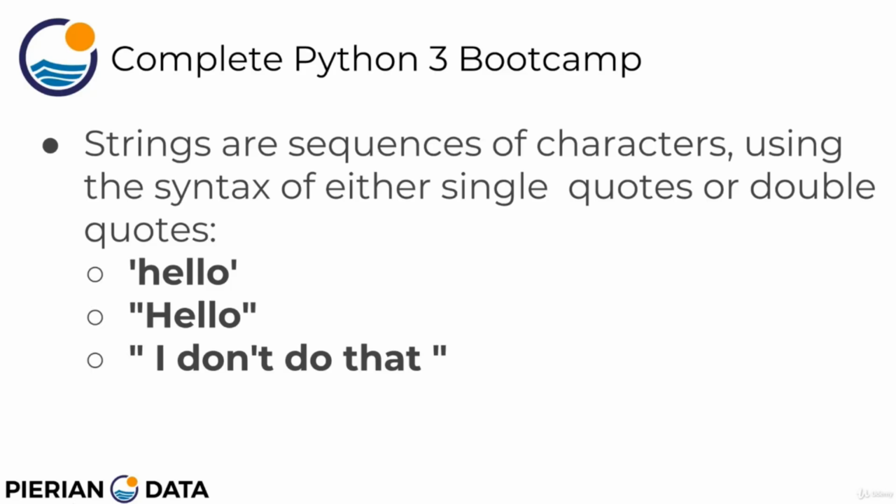First, we have hello with single quotes, then hello with double quotes. What's nice about having both options is that if you have a single quote in your string that you want to keep and not have end your actual string, you can wrap it in the other type of quote, such as double quotes, or vice versa. So here we can see "I don't do that" has a single quote in there, but we don't want that single quote to suddenly end the string, so we can wrap the whole thing in double quotes. And we'll see an example of that later on in the Jupyter Notebook.